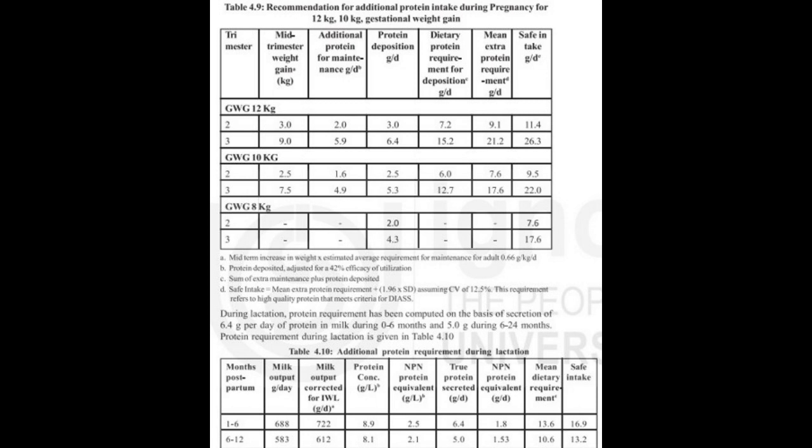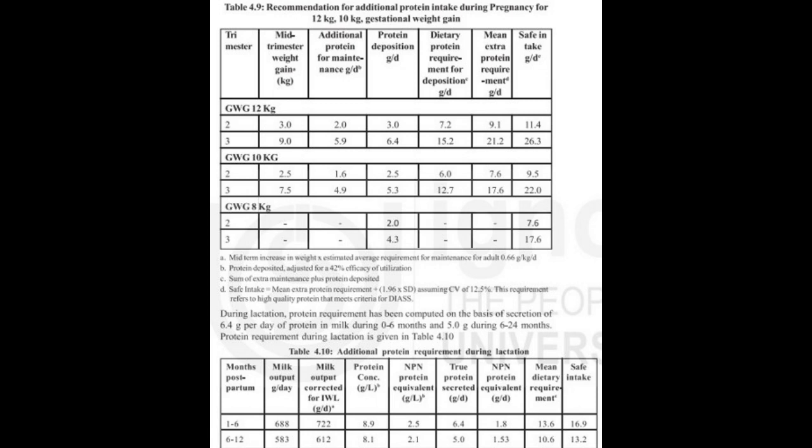Protein deposition rates of 2.0 g/d and 4.3 g/d for the second and third trimesters respectively were calculated for a GWG of 8 kilograms. The safe levels for additional protein intakes were thus calculated to be 7.6 g/d and 17.6 g/d respectively. Table 4.9, Recommendation for additional protein intake during pregnancy for 10 kilograms, 12 kilograms gestational weight gain.